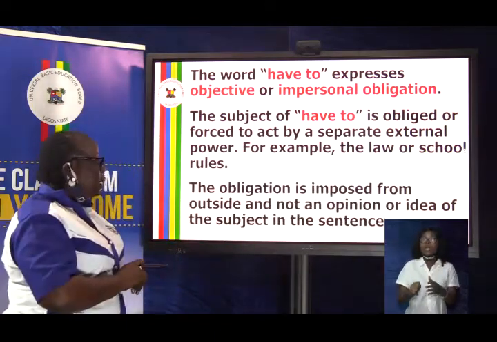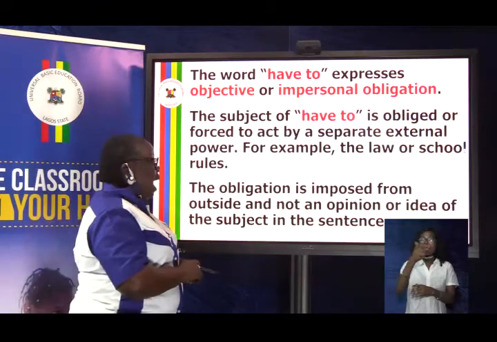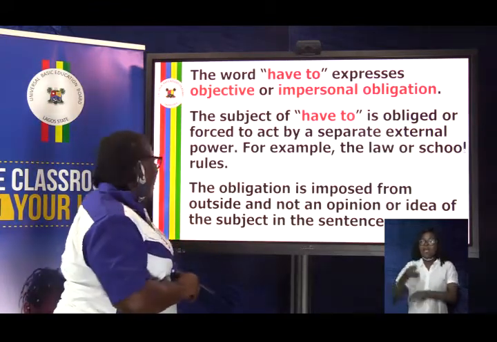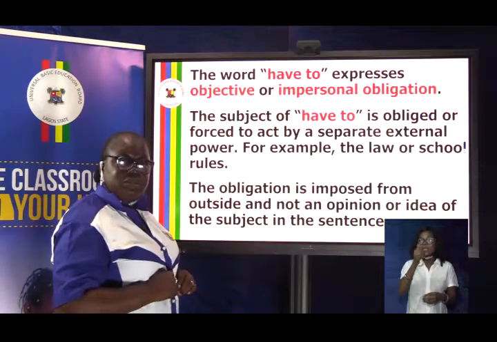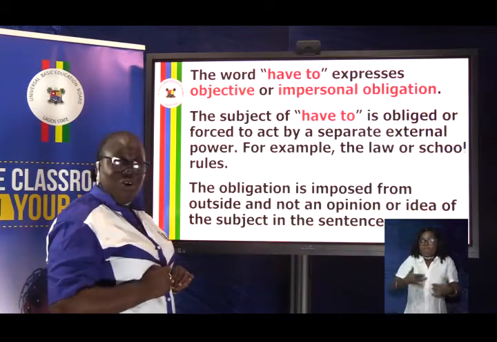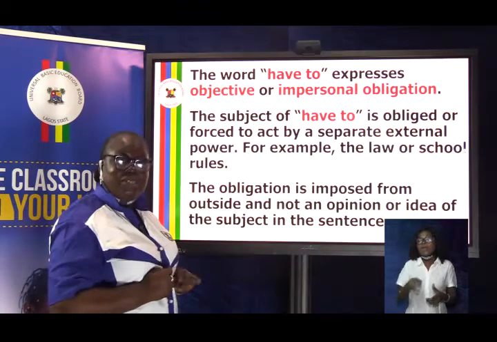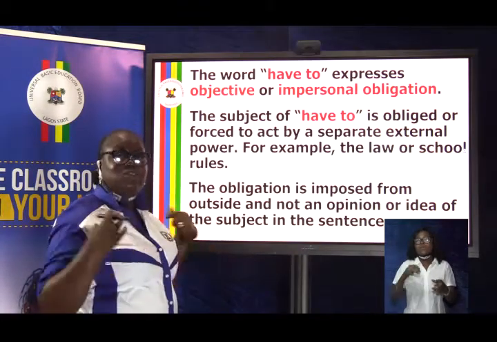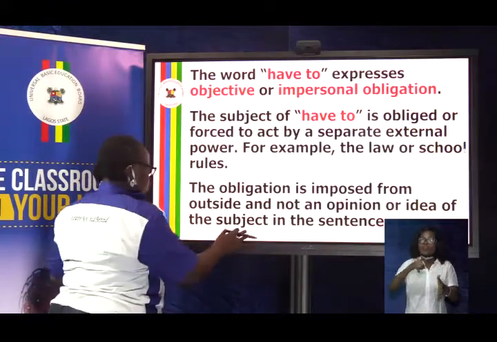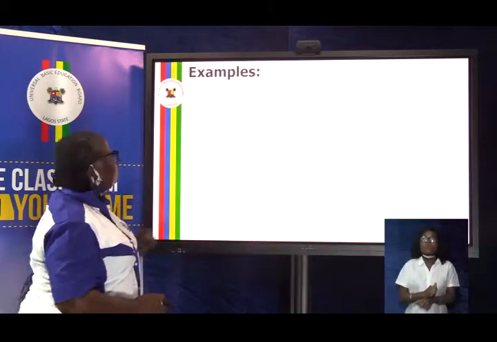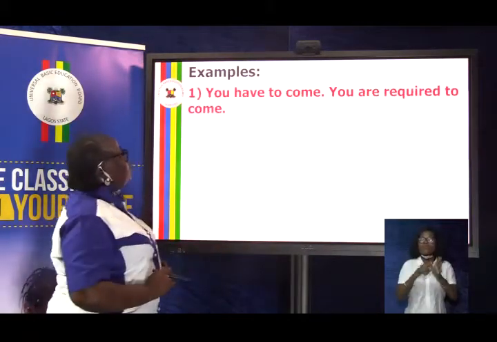The obligation is imposed from outside and is not an opinion or idea of the subject in the sentence. You have to do your homework. That means I am telling you that you must do it. It's a rule that you must do your homework. For example, you have to come.